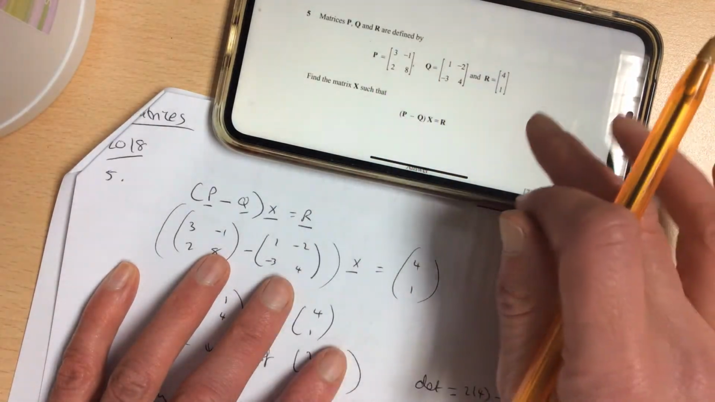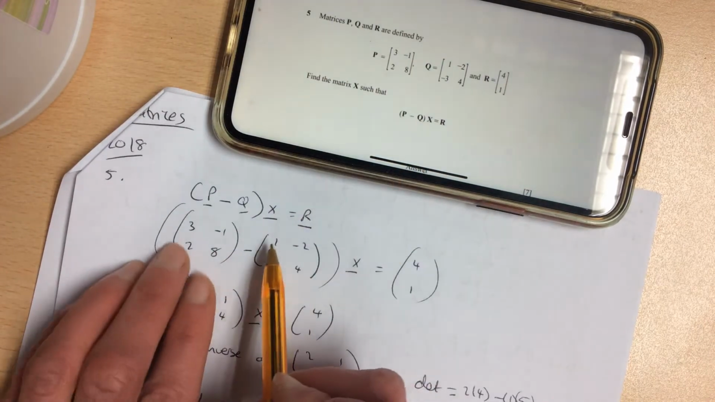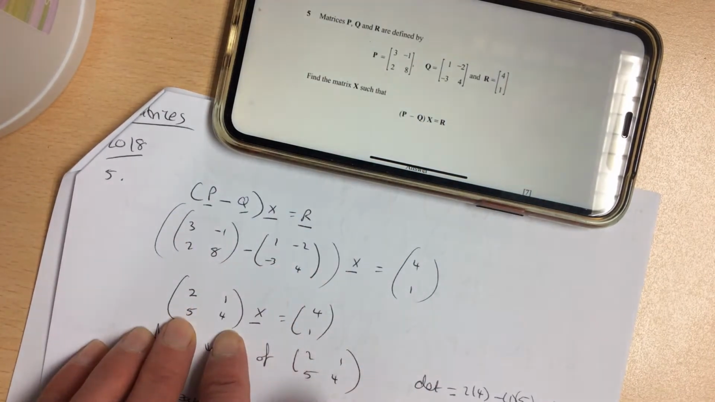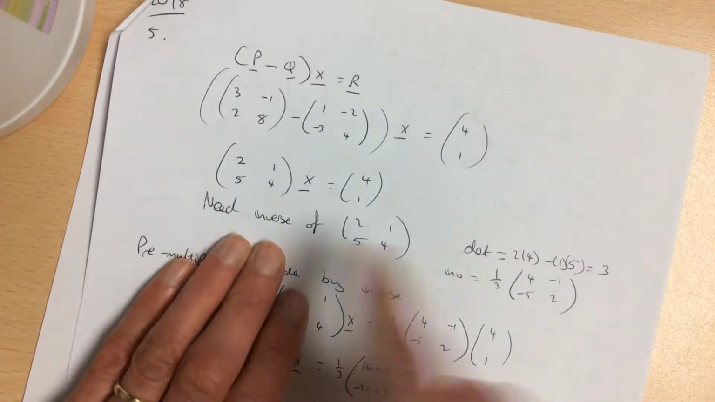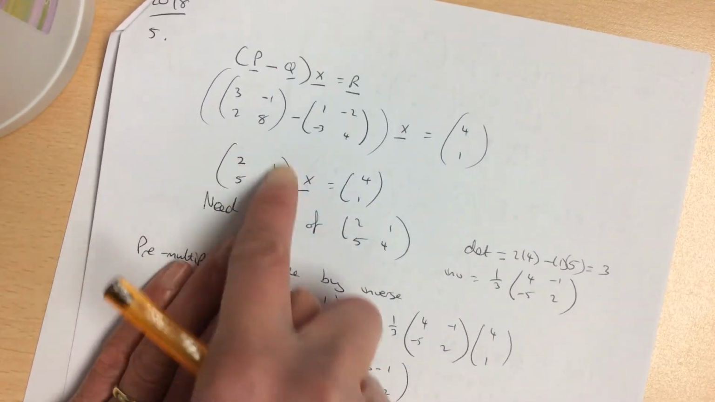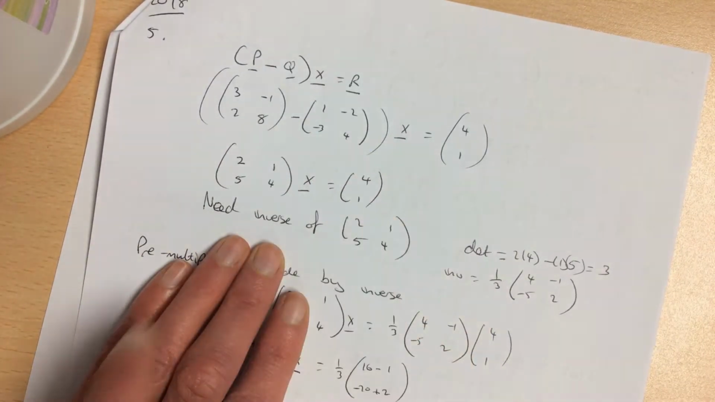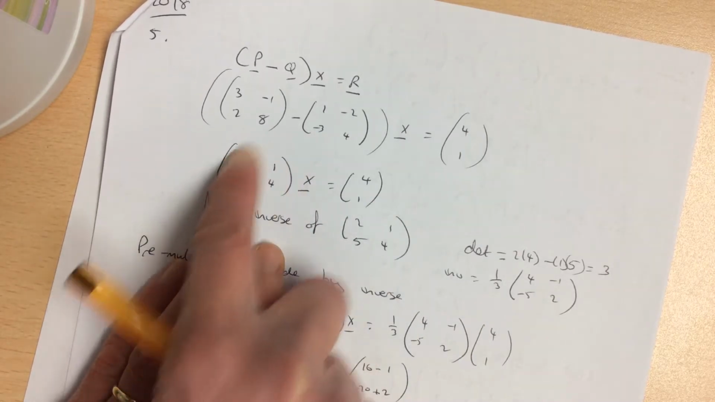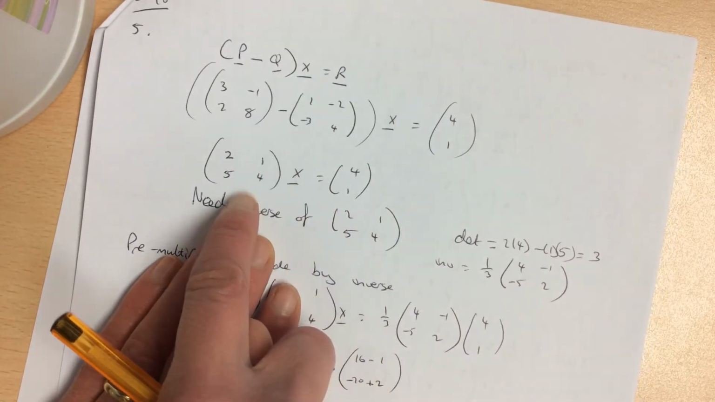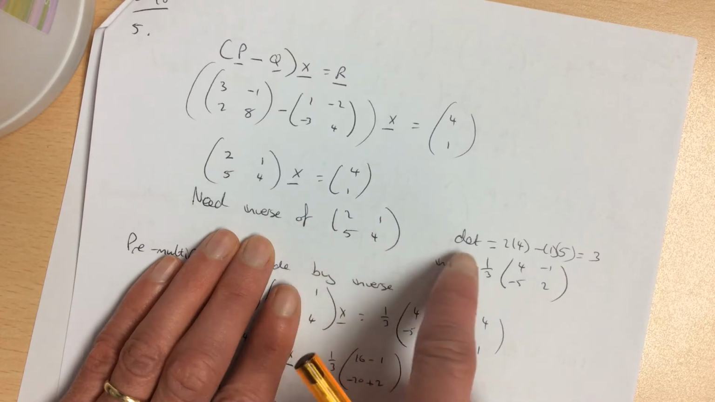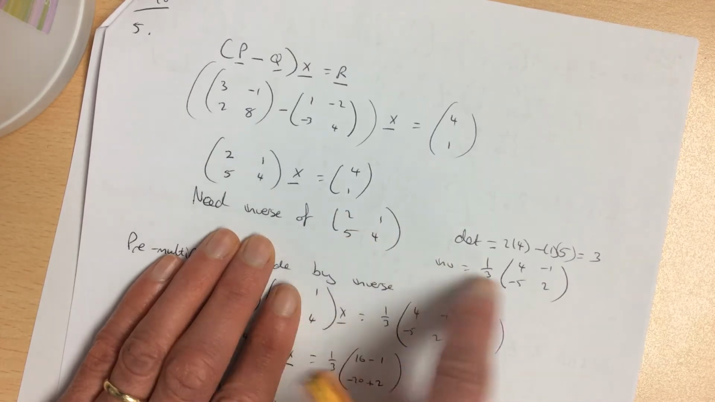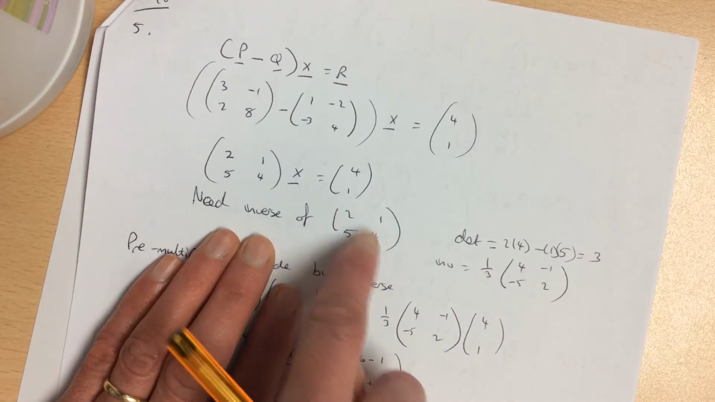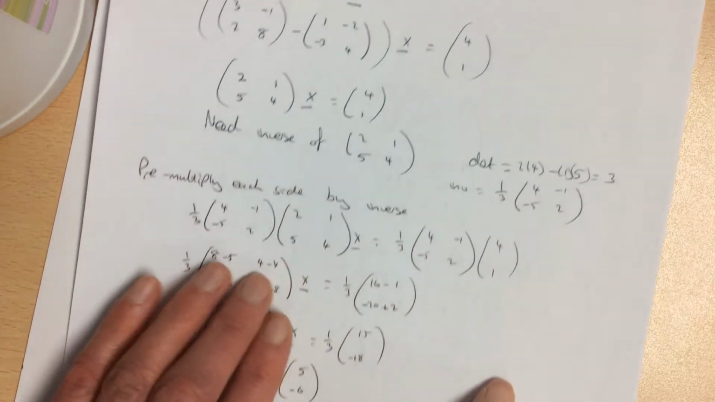The first one, P take away Q. Just take away the corresponding elements. X is what you don't know and equals R. So I want to get rid of this inverse. You cannot bring it over and divide. So I want to get rid of this matrix. You can't bring it over to divide, so I need to find the inverse of that. So this is me finding the inverse. Determinant is 8 take away 5. 1 over determinant, switch the main diagonal, change signs in the sub.